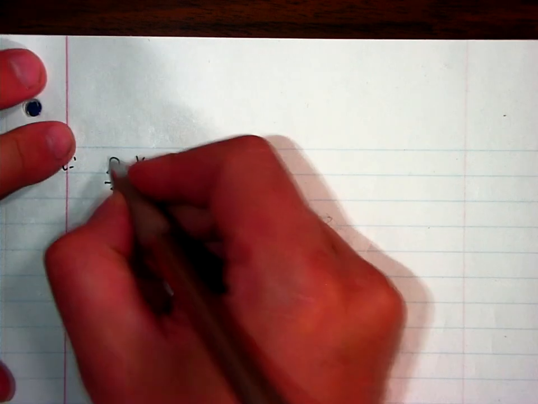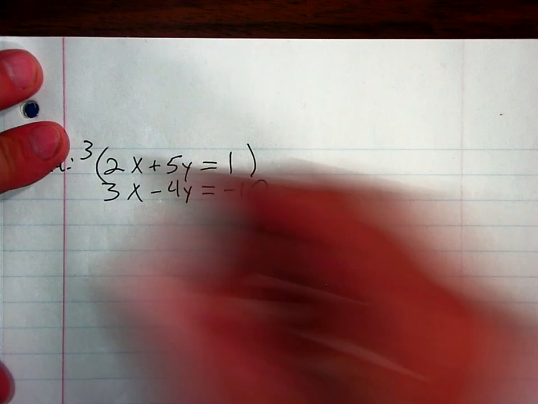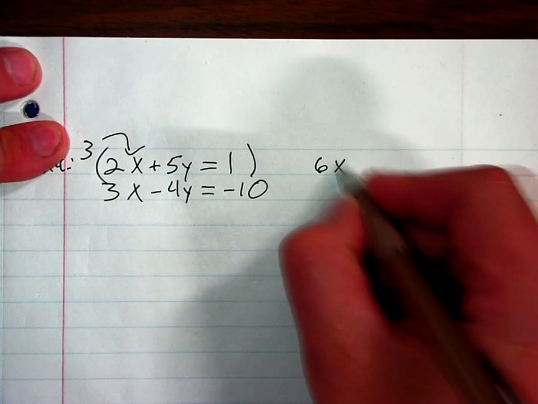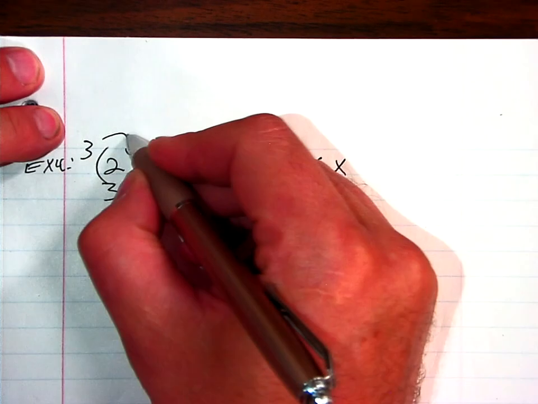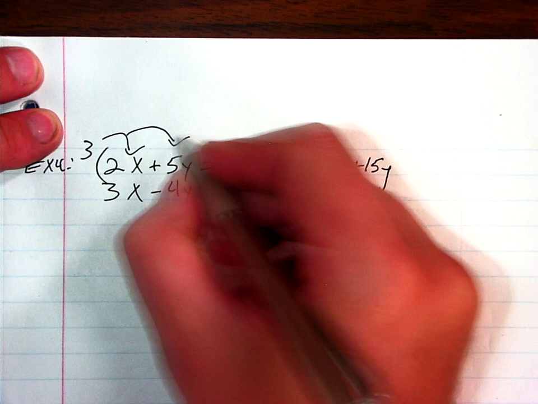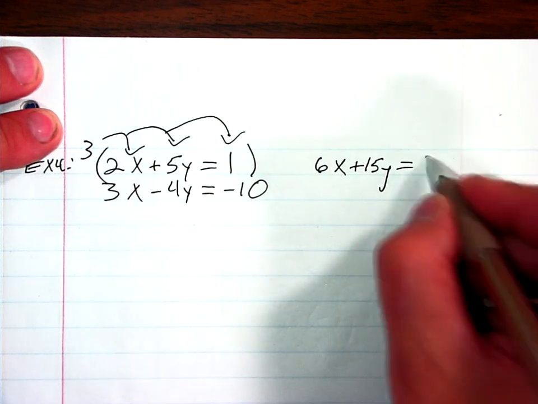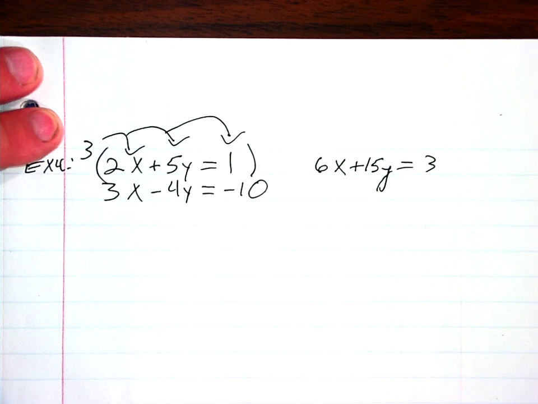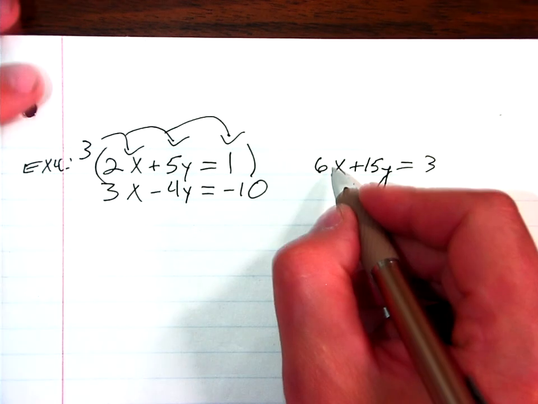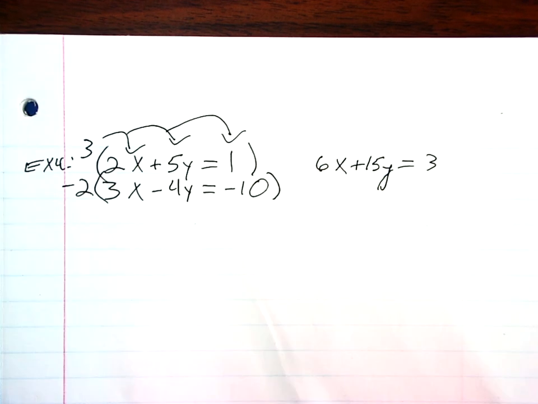So let's multiply the top one by 3. So 3 times 2x is 6x. 3 times 5y is 15y. And 3 times 1 is 3. So we need to make the x disappear, so I need a positive 6x and a negative 6x. So negative 2.